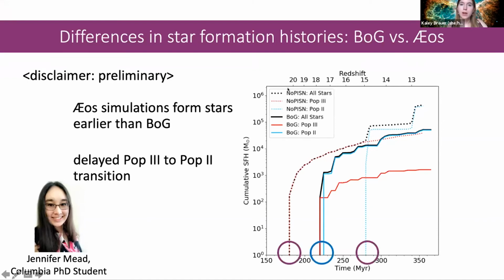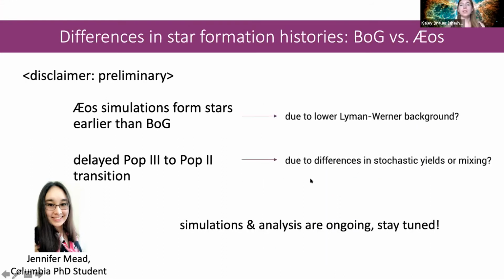So the dotted lines are our simulations, the Aeos simulations. And you can see here in red is when the Pop 3 stars form, and we're seeing them form a lot earlier than in the Birth of a Galaxy. And we're also seeing a delay in when the Pop 2 stars start. So, once again, very preliminary. We'll actually see what is causing this.